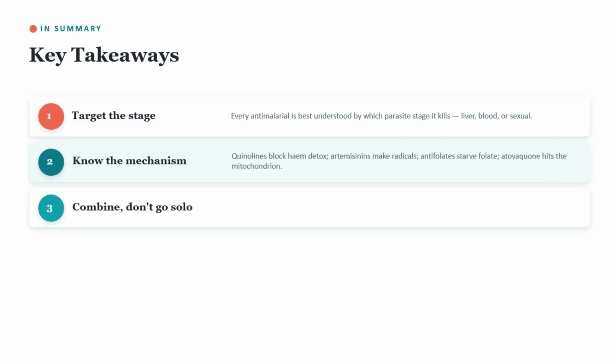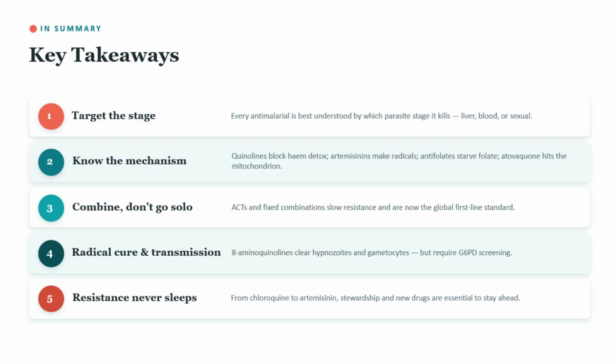Let me wrap up by giving you 5 anchors to hold on to. First, target the stage. Second, know the mechanism. Third, combine rather than go solo. Fourth, remember the unique radical cure role of the 8-aminoquinolines with G6PD screening. And fifth, respect resistance. My promise to you is that once you master drug to stage plus mechanism, you can reason through almost any antimalarial question rather than memorizing lists. Stick around. I put 2 self-test quizzes right after this.